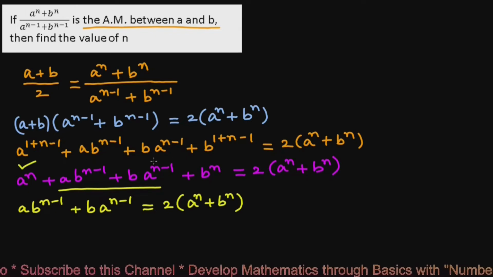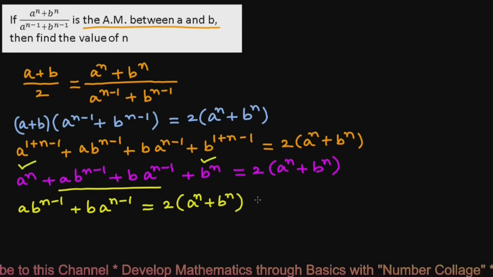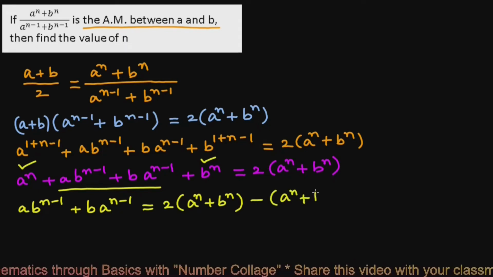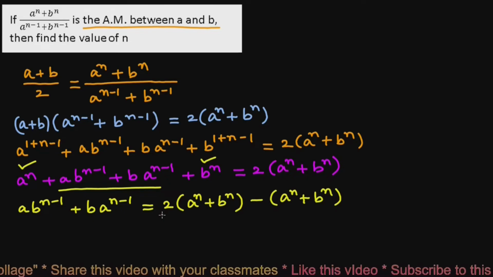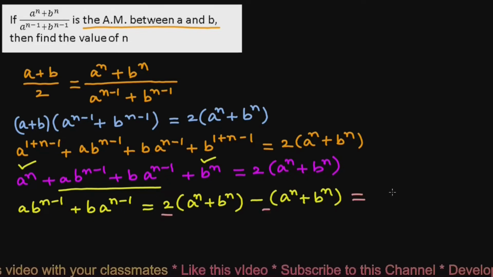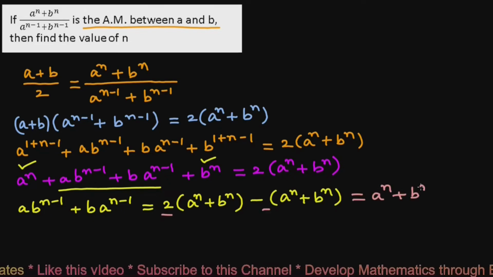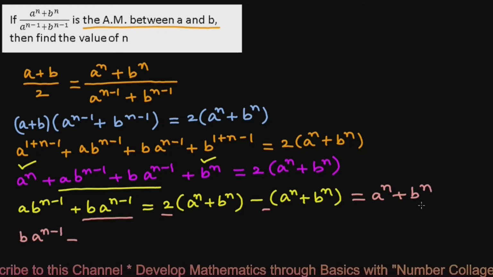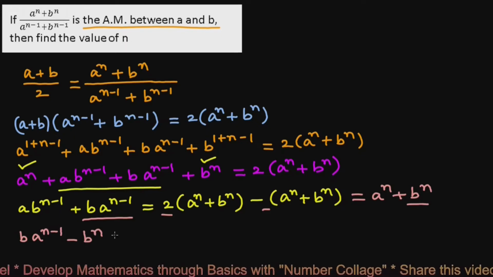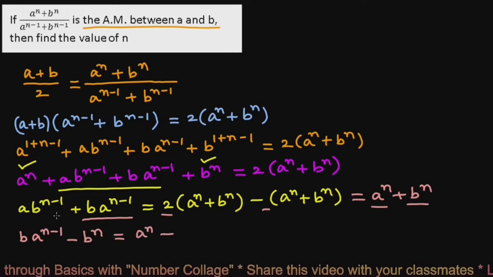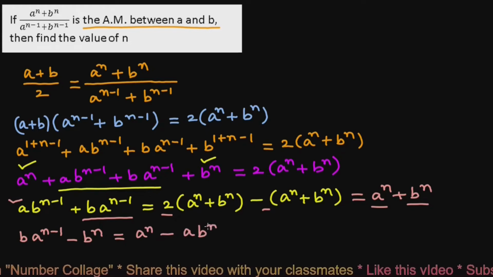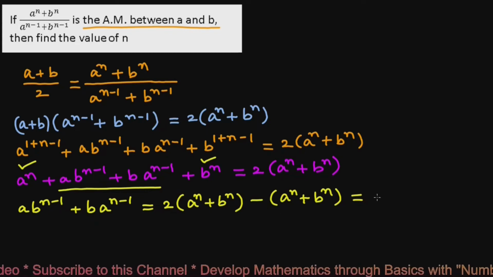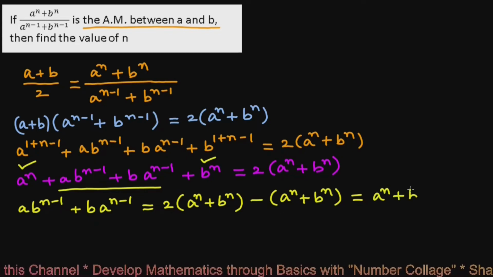We will take the sum of a raised to n and b raised to n to the right side, which becomes minus a raised to n plus b raised to n. This will be 2 minus 1, that is a raised to n plus b raised to n. Now this b a raised to n minus 1 minus this b raised to n equals this a raised to n minus this a b raised to n minus 1. We write this as 2 minus 1, that is a raised to n plus b raised to n.